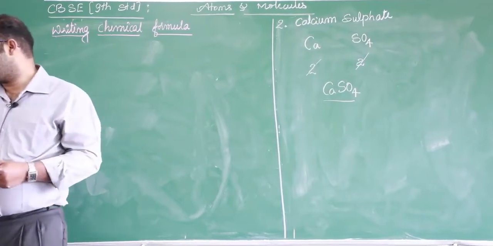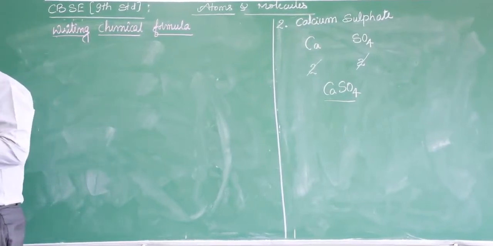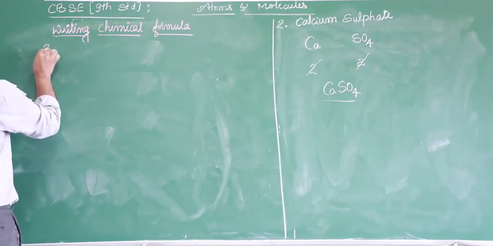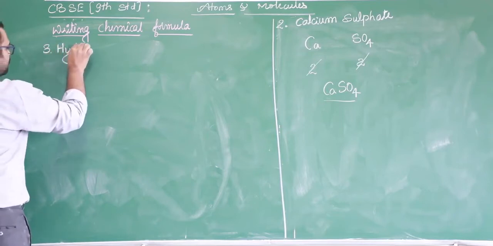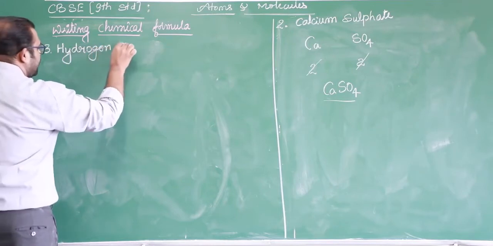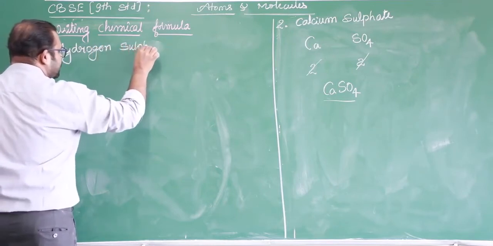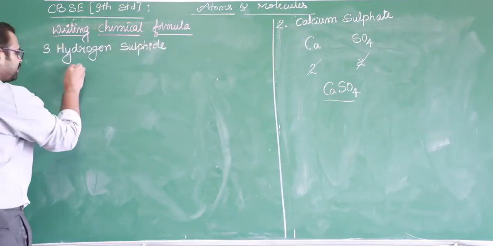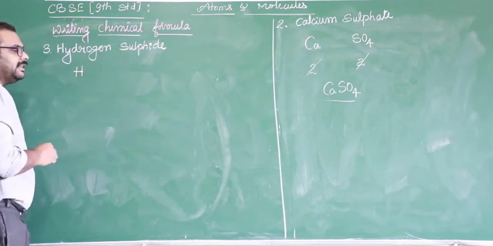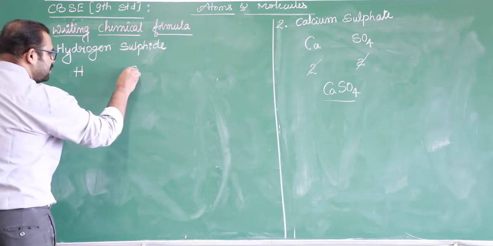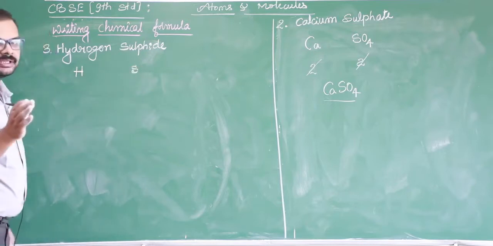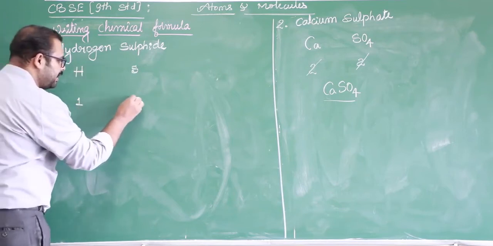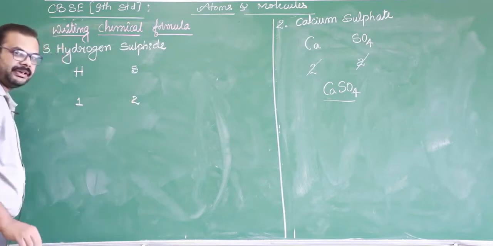Okay, let's see some other examples. Hydrogen sulfide. Hydrogen, we know, is H. Sulfide is the ionic form of sulfur. Ionic state and atomic state, the symbol is the same. Now the valency of hydrogen is 1 and sulfur is 2. Now we have different valencies.